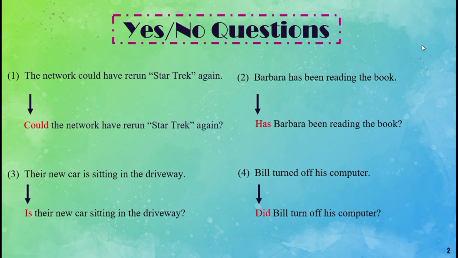Example number 2. Barbara has been reading the book. Which is the auxiliary verb? It's has. So it became, has Barbara been reading the book? The case is the same with the rest of the following examples. And for you to understand it well, here is Miss Balanag for the continuation.